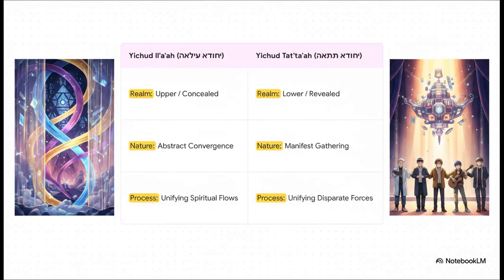So this slide really breaks it down for us. You have the Yichud Ila'ah, which is this hidden unity happening in the concealed upper realms. It's like the abstract spiritual blueprints of reality all getting aligned. At the same time, you have the Yichud Ta'ah, which is the revealed unity down below. This is the visible gathering of all those different forces into one single functional system. Both have to happen at once for it to work.